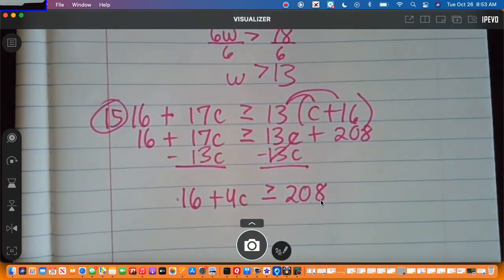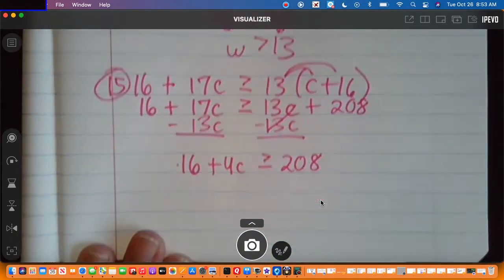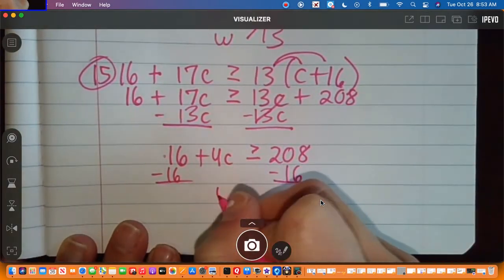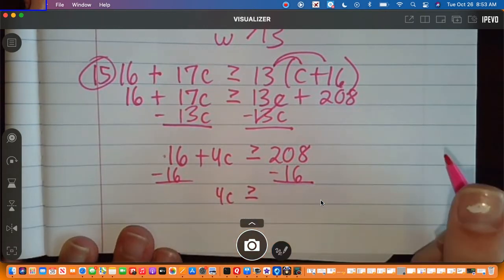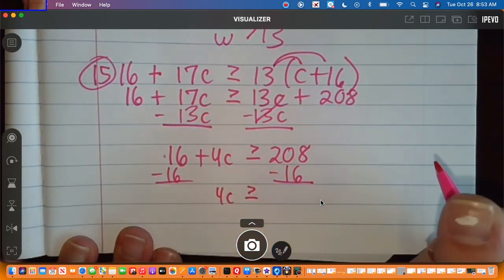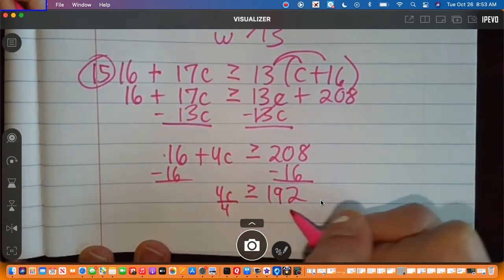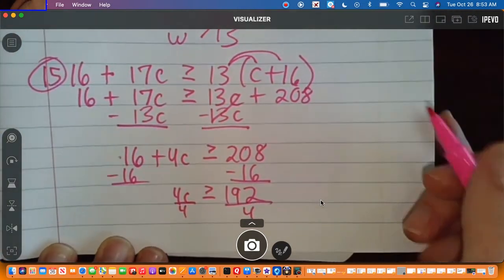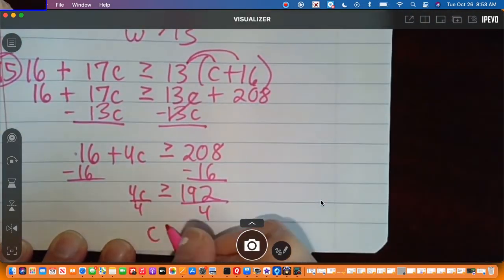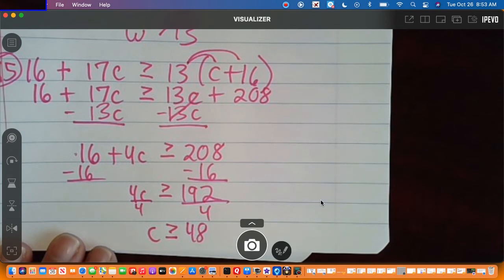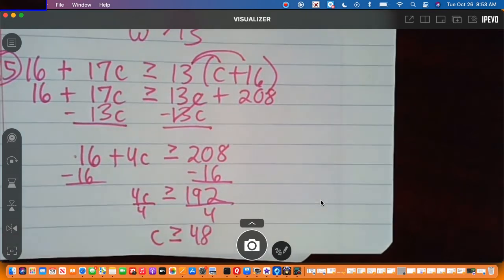Then what? Subtract 16. Yep, we're going to subtract 16. So what is 208 minus 16? 192. Then what do I do? Divide by 4. And what is 192 divided by 4? 48. Okay, I'm trusting you. They got C is greater than or equal to 48.